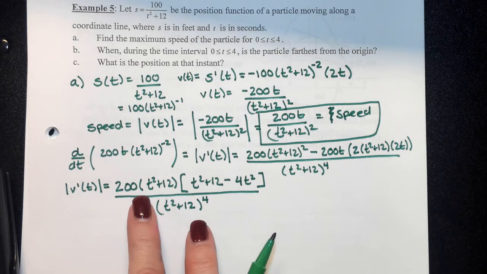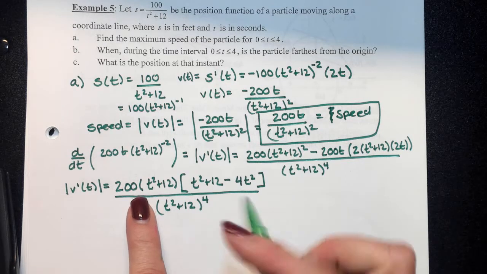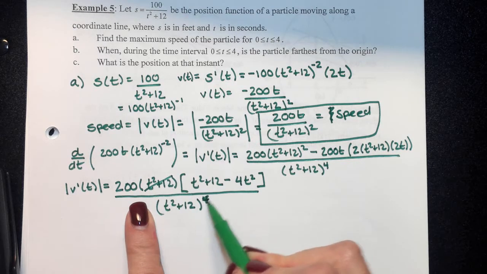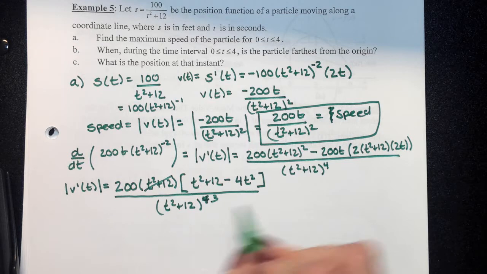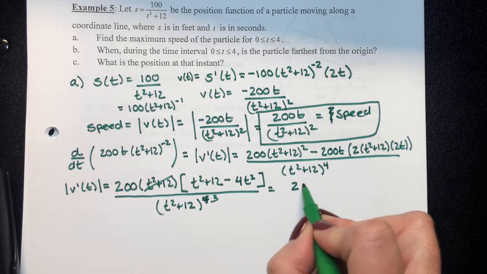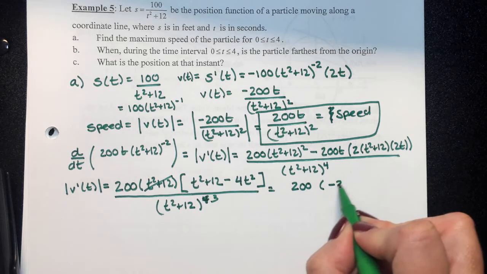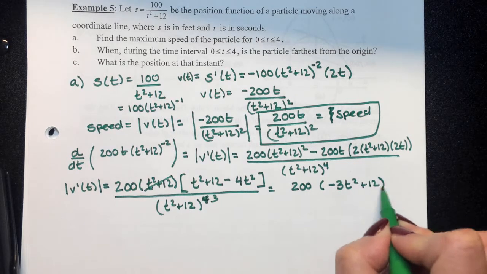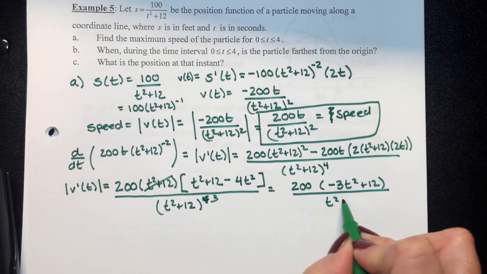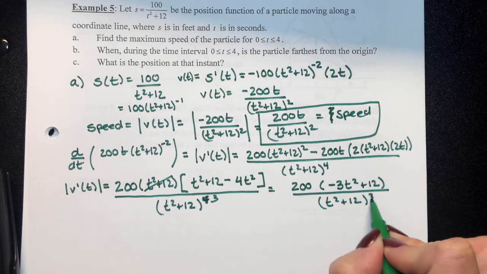So now what are you going to be able to cancel out? You're going to be able to cancel out a what? t squared plus 12. And I can simplify what's on the inside. That's going to give me 200 times (negative 3t squared plus 12) all over (t squared plus 12) to the third power.